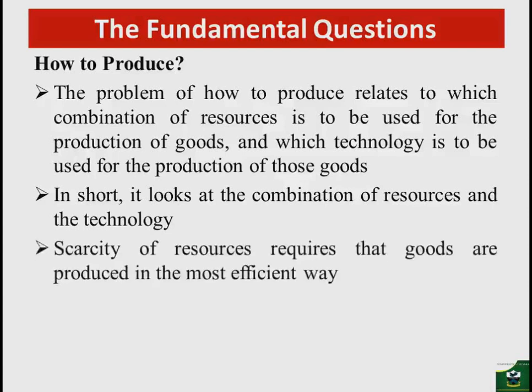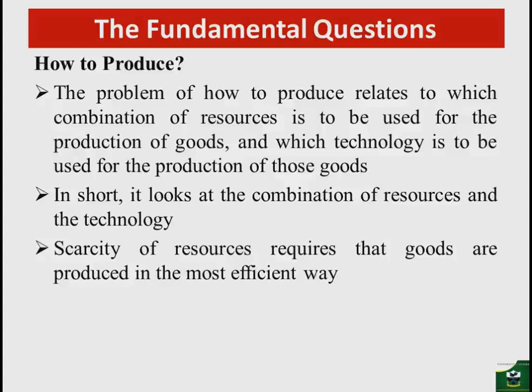So scarcity of resources then requires that goods are produced in the most efficient way. That is, we should produce items with the minimum cost possible. So given the minimum cost, we have to ensure on the other side that quality is not distorted. If we decide to produce goods with cheaper resources, the quality of the output must not be compromised. Then it means we are directly facing the economic problem and we are trying to find the solutions to those problems.